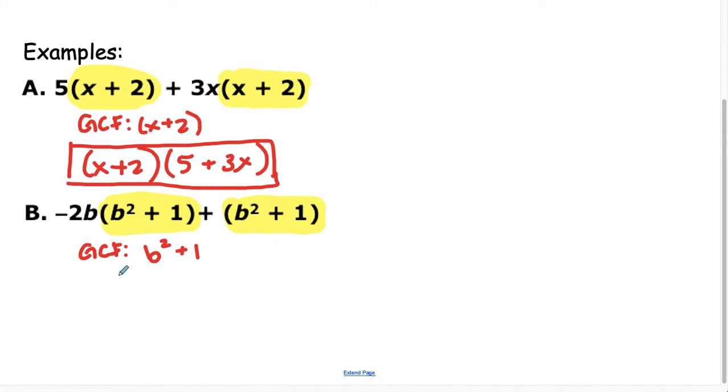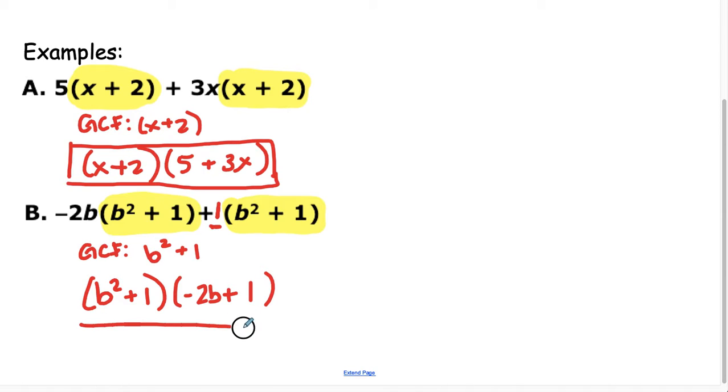Now, if I write this in factored form, that means my GCF will go first, and I have to figure out what's left. Well, in the first term, negative 2b was being multiplied by b squared plus 1. So if I'm factoring out b squared plus 1, then what's left here is a negative 2b. And in the second term, while we are inclined to say there's nothing here, there is something there before the b squared plus 1. That is an imaginary 1. So again, what's left from factoring out b squared plus 1 is this positive 1. So this is its final factored form.